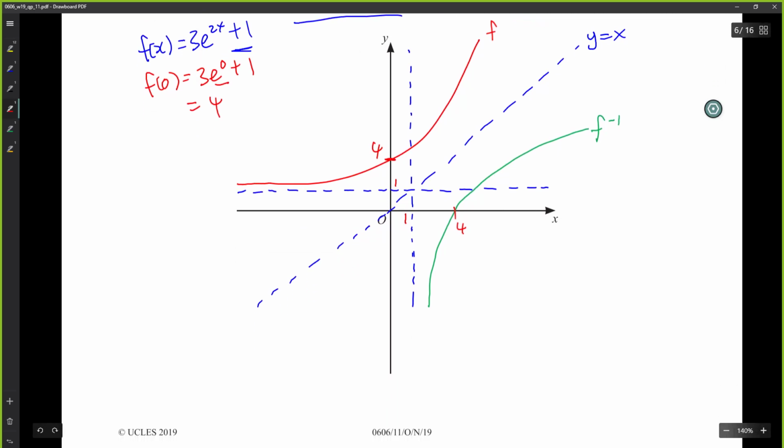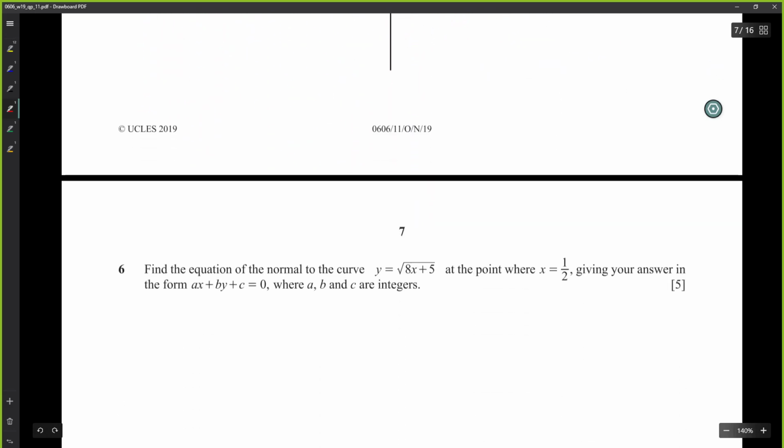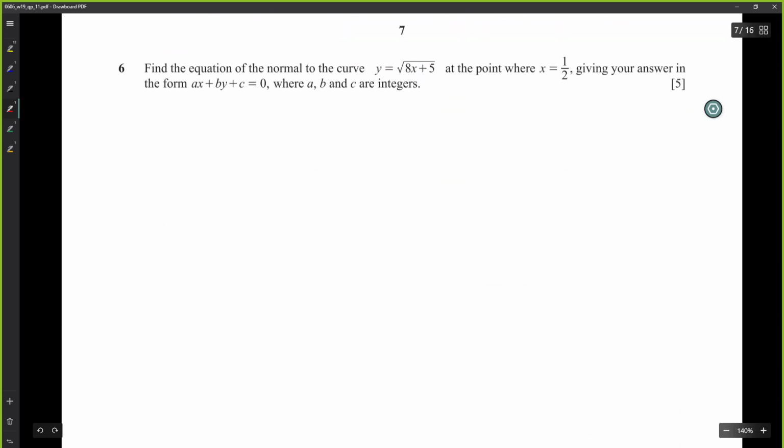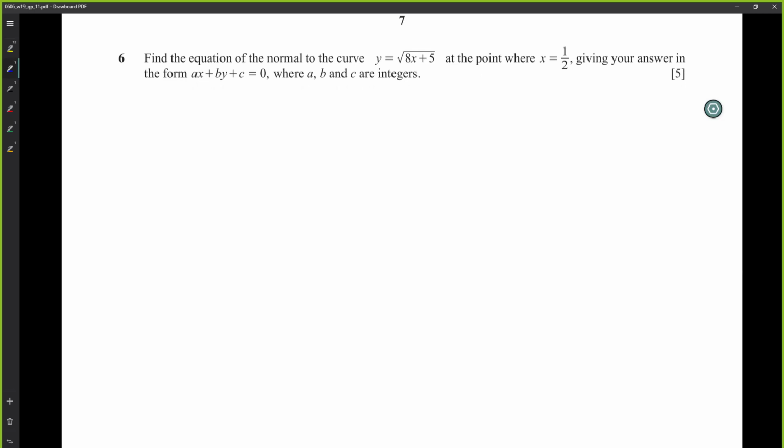Okay, so can you understand, right, the graph part? So I'm going to move on to the next one. Alright, find the equation of normal to the curve at a point x equals to 1 over 2. Give your answer in this form, where a, b, and c are the integers.